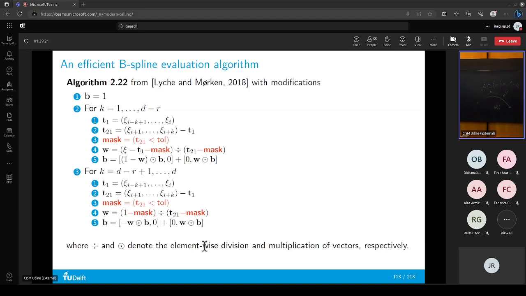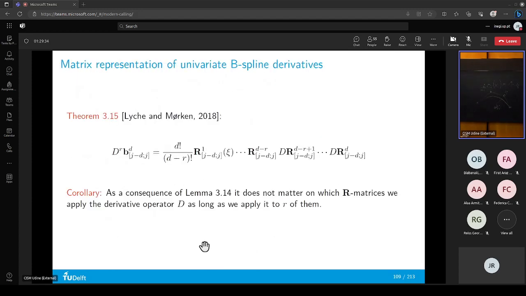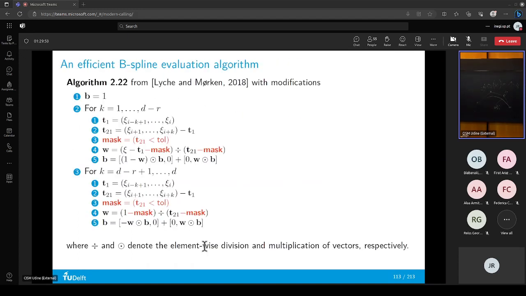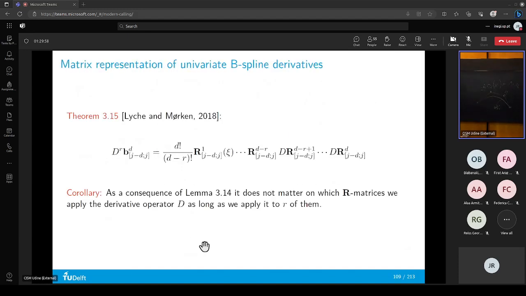Thank you. Another question on the same algorithm. The first block, if I understand correctly, implements the multiplication of the first D minus R matrices. These are the same both for the derivative and for the function evaluation. Then the next block of the algorithm, it seems to me, is only implementing the derivative computation, but we need also to compute the functional evaluation, right?